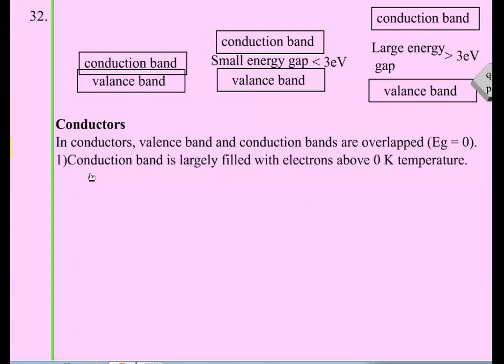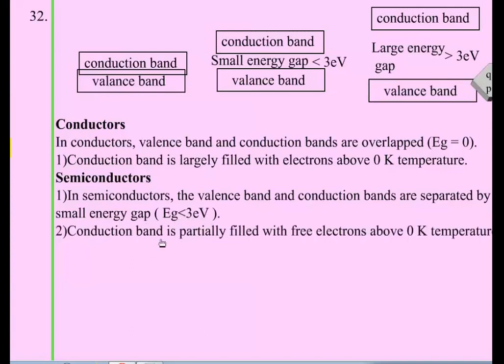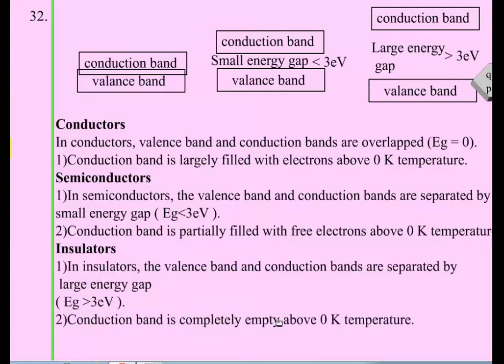Now for conductors or metals, the valence band and conduction band are overlapped. Eg is equal to 0. The conduction band is slightly filled with electrons above 0 Kelvin temperature. Semiconductors: the valence band and the conduction band are separated by a small energy gap. Eg is less than 3 electron volt. The conduction band is partially filled with free electrons above 0 Kelvin temperature. Insulators: the valence band and conduction band are separated by a large energy gap, greater than 3 electron volt. The conduction band is completely empty above 0 Kelvin temperature.